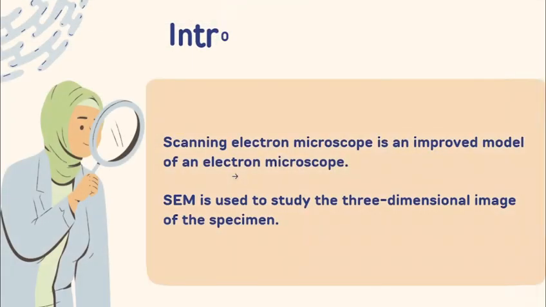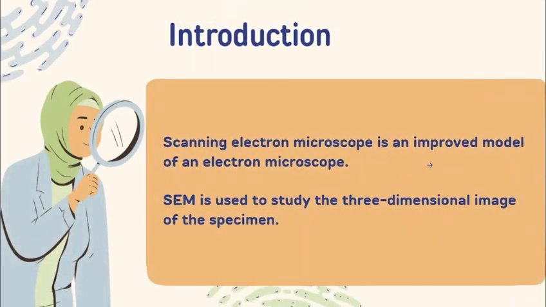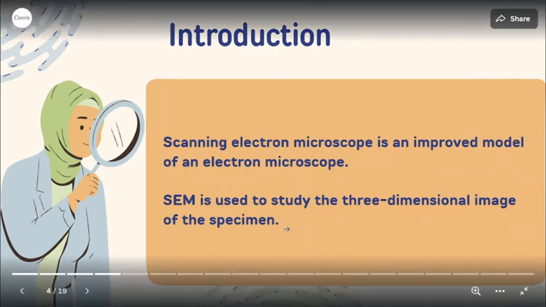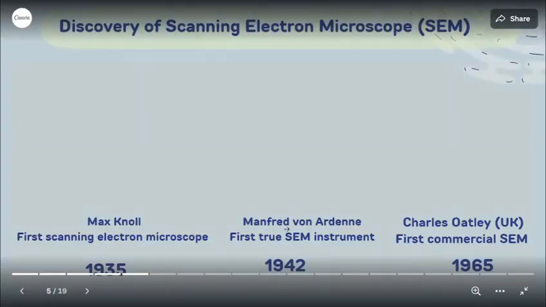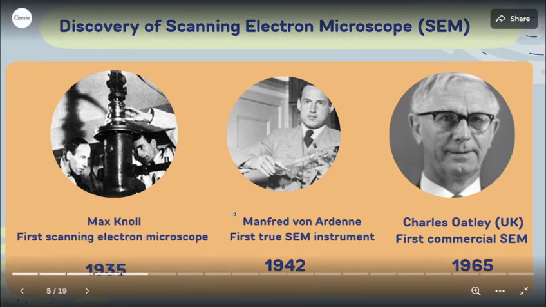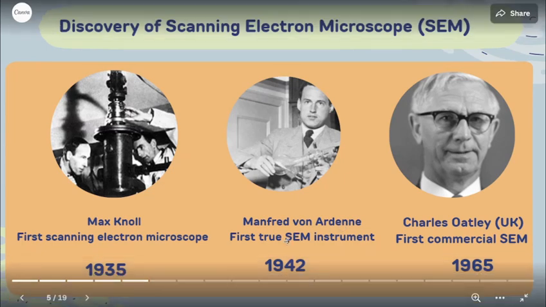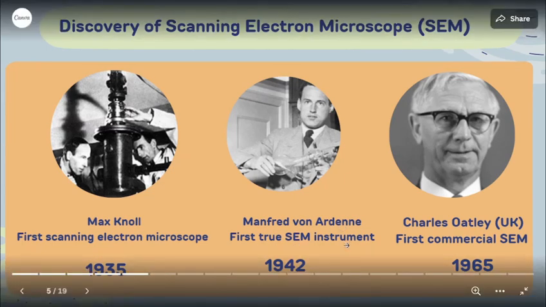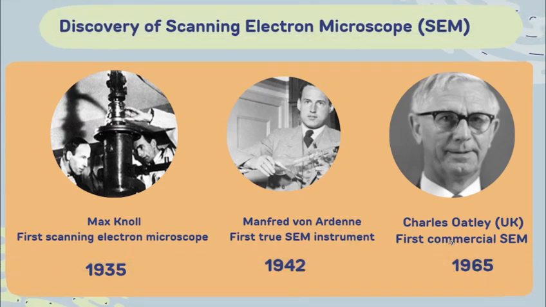The scanning electron microscope is an enhanced version of the traditional electron microscope. SEM is used to study the three-dimensional images of the specimen. History of SEM. The development of SEM occurred over several decades. In 1935, Maxwell developed the first scanning electron microscope. In 1942, Manfred built the first true SEM. In 1965, Charles developed the first commercial SEM.